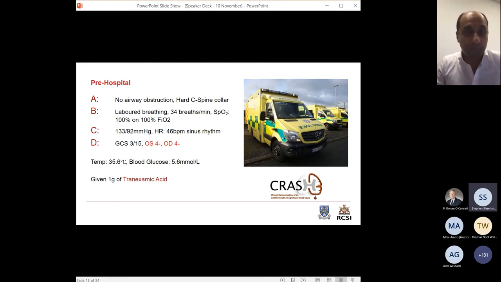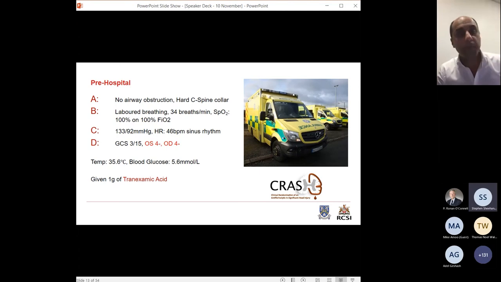So on arrival with the paramedics, which is the first time point that we would ask about, he had ABC standard ATLS treatment, and there was no evidence of airway obstruction, and a hard C-spine collar was placed. He was noted to have labored breathing and slightly tachypneic. He was on a 100% rebreather mask, and the saturations were 100%. He was cardiovascularly stable, however, his GCS was reported as 3 with unreactive pupils.